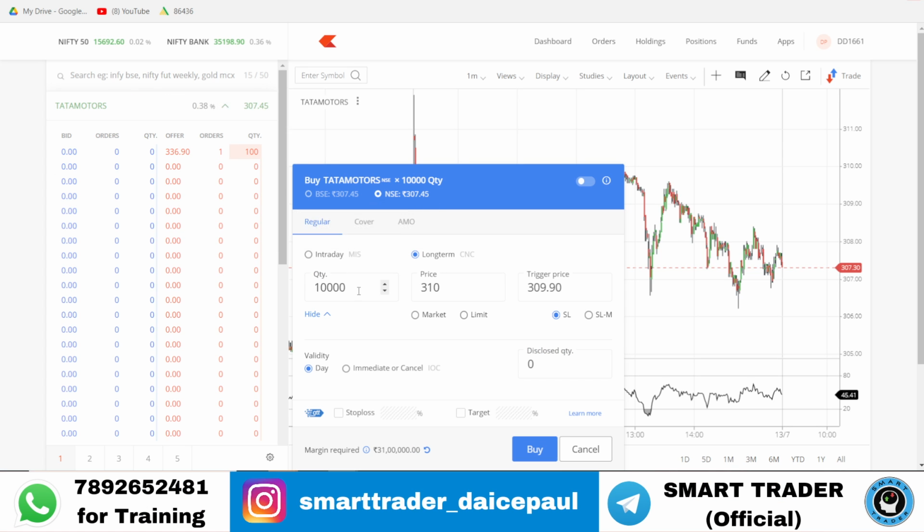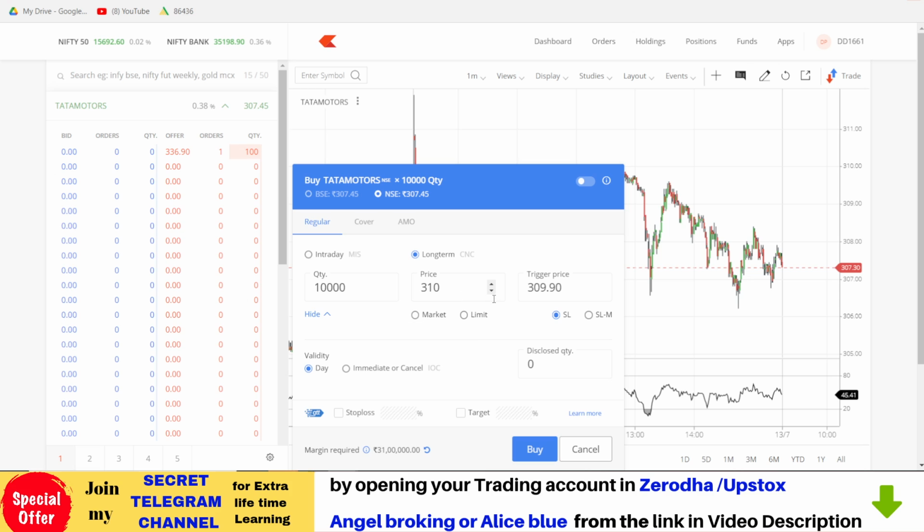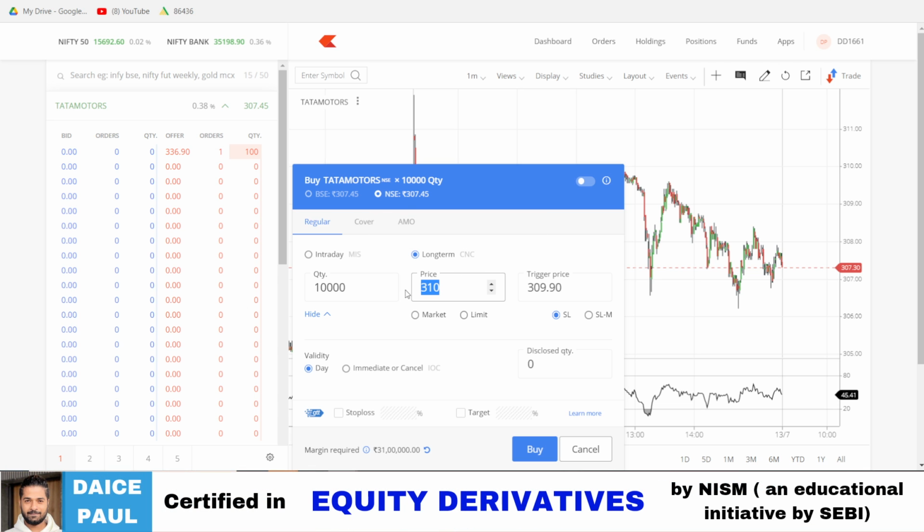So if there are no 10,000 shares at that particular price, it will cross and go. Let's say 5,000 got triggered, only 5,000 will be there, the rest will not come. So you are saying I want to buy only till 310. If the stock goes above 310, don't buy at a higher price for me. Whatever is available, it will buy. The rest will be pending. Remember, once it comes down, it will get triggered. So that is the SL order.